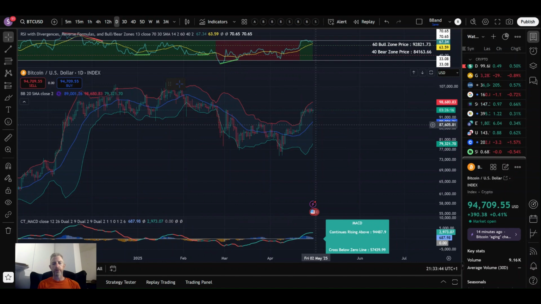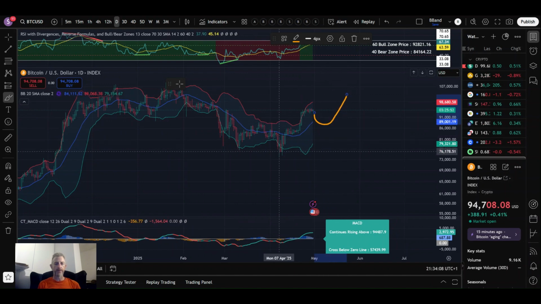nowhere further south than about 87.5, something like that. Well, for me personally, it's somewhere between 87 and 87.5 for daily closures. If it can get support there, that would look good to then turn back up, put in a higher low compared to this low, and then that's continuation of trend.